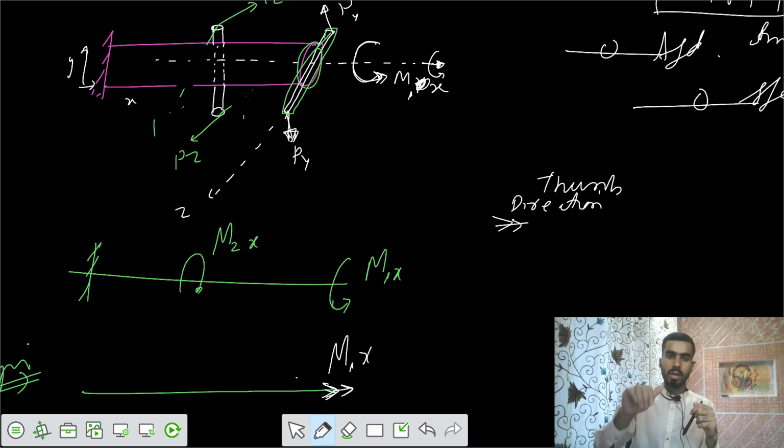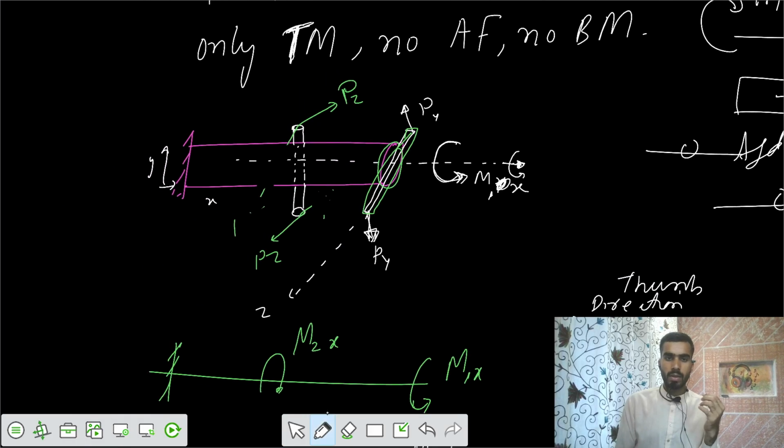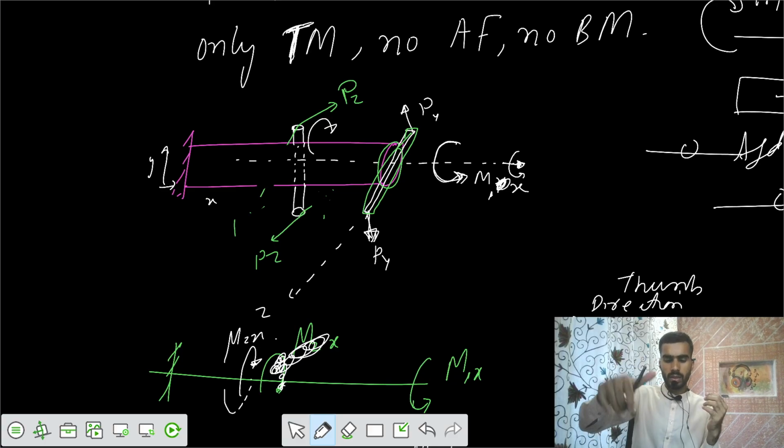This one is your clockwise moment. And how can you show an anti-clockwise moment? Clockwise moment is in this way, and this is not that clockwise moment. This one is your anti-clockwise moment. Let's remove this one. Let's say this is your m2x. Actually, this one is also not the same. Clockwise moment is in this way.